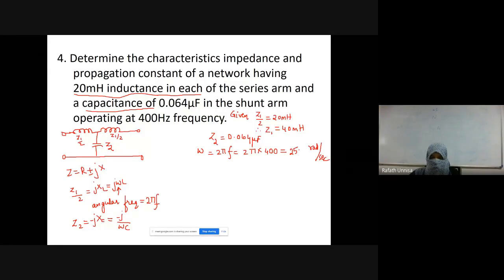Okay, so 2513.27 I will take, because I am taking the pi value as 3.14. Definitely I will have the fraction part. I am taking 2513.27 as the omega value. Now we have obtained the value of omega. Now it will be easy for us to find the value of Z1 by 2. So Z1 by 2 equals j into omega, what is it?